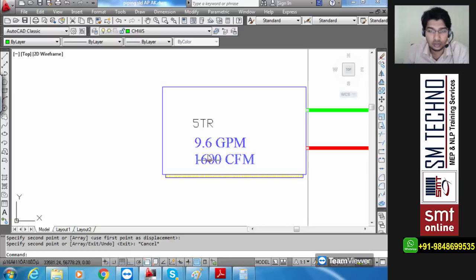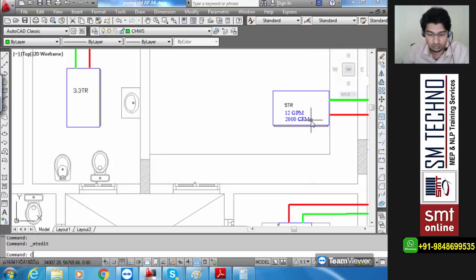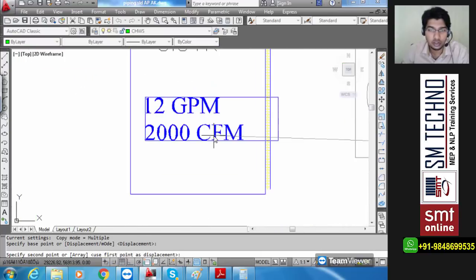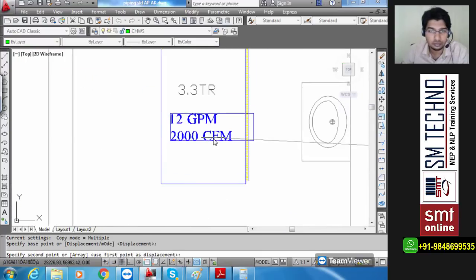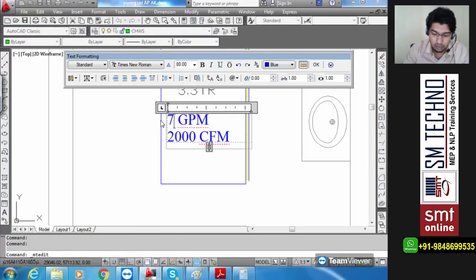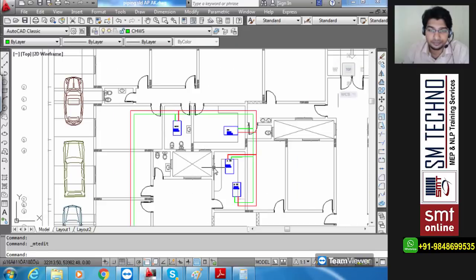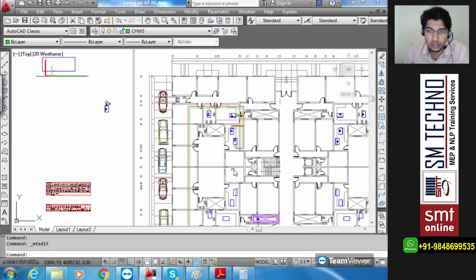5 TR. 12 GPM and 2000 CFM. Then 3.3 TR, 7.9 GPM. This one. CFM, 1320. You can make the calculations for all those ones.